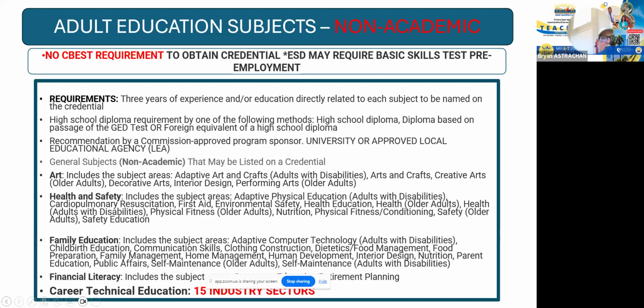We'll start with adult ed, non-academic. The individual would need to show the Commission on Teacher Credentialing, on letterhead signed by an administrator, a manager, or a supervisor, who attests to the fact that the individual has 3 years of full-time experience directly related to the subject to be named on the credential. And if it's part-time, you may use education and a combination of experience as well. And again, in this short presentation, I'll just give you kind of an example.